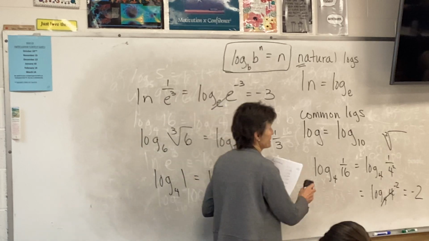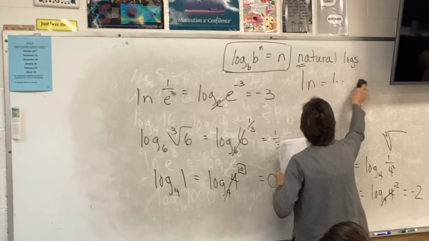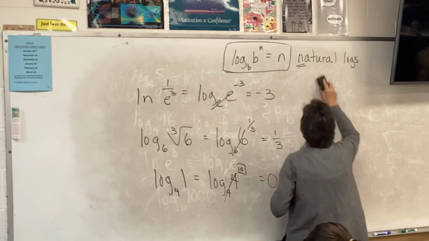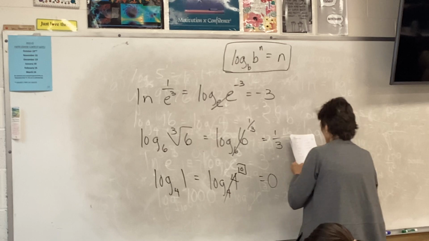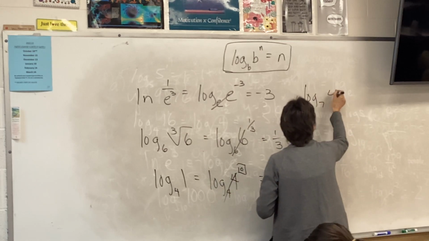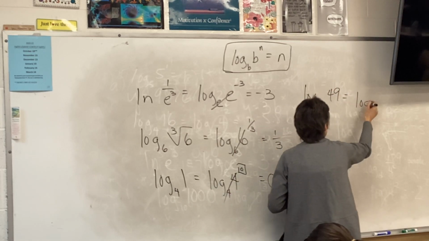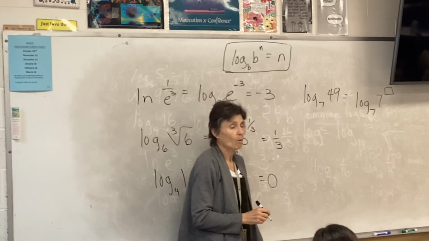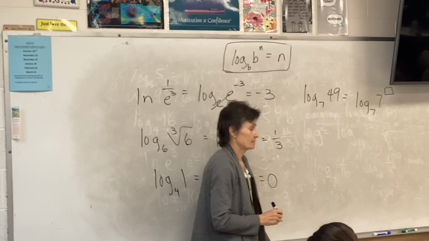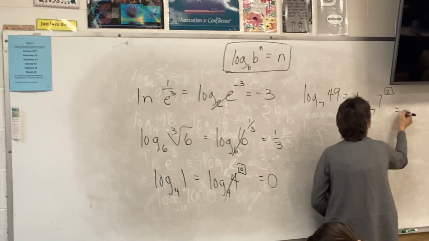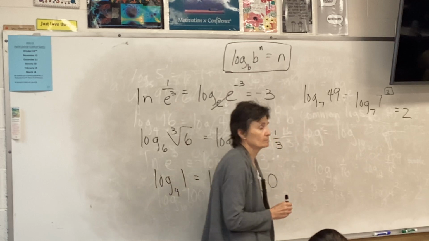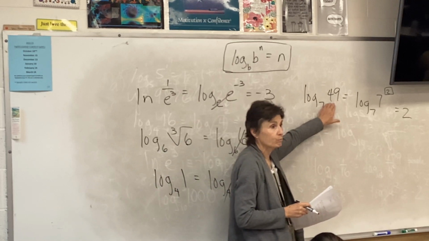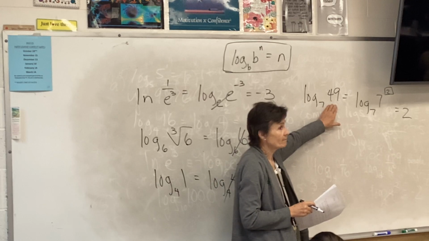Now 9 is much easier. 9 is an easy one. You should be able to figure out 9. Log base 7 of 49. You need it to be the log base 7 of 7 to a power. What power? 7 squared. So the answer is 2. 7 squared is another way of writing 49, right?